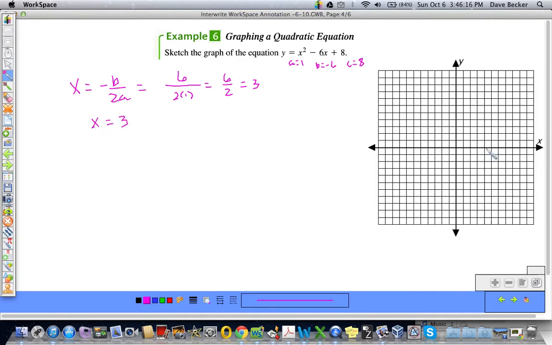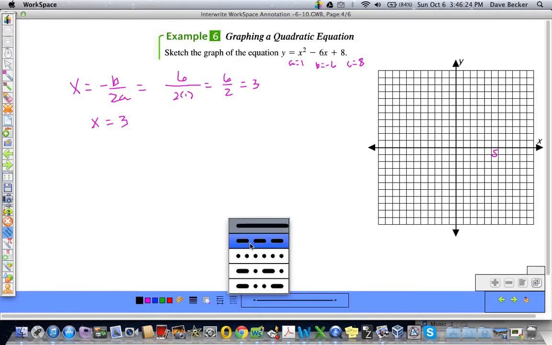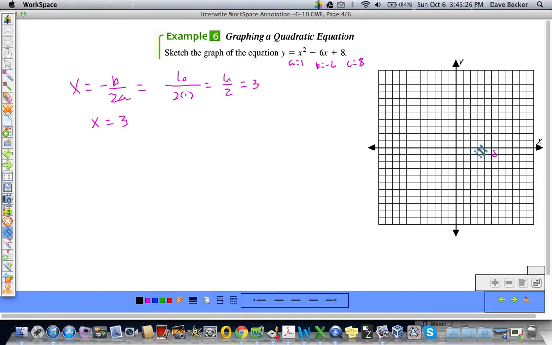1, 2, 3, 4, 5. Okay, so if I draw a line here, let's make it dashed, at x equals 3, and let's make it blue. No, let's make it pink. Why not? So 1, 2, 3, here, I'm going to do the best I can. So this is going to be my axis of symmetry right there. Okay, and the vertex is going to lie on that.